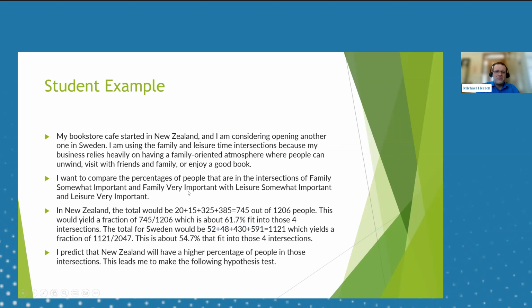The 61% came from New Zealand, 54% came from Sweden, but they're trying to see that New Zealand is higher, which means that they would want to see if that 54% is actually going to be less than that. And that's the discussion that we have, which is actually a good thought process, not only for me and that student, but then for other students to see what's going on.